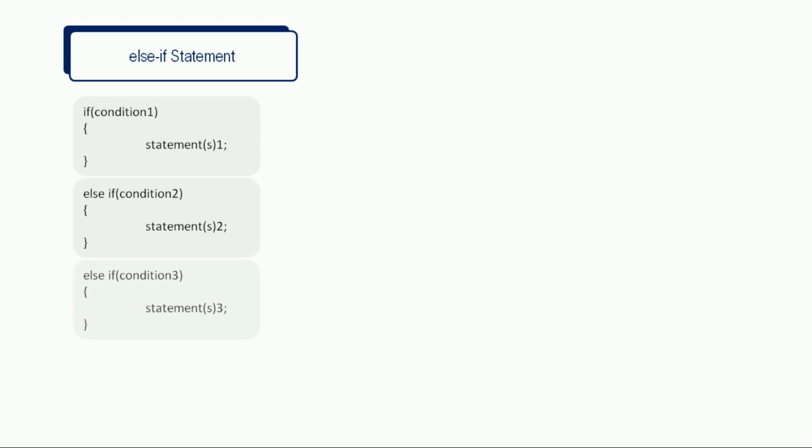Now we'll see the syntax of both the statements. First, the syntax of else if statement, starting with the base condition, that is, if condition 1, statement 1. Then else if condition 2, statement 2, else if condition 3, statement 3. When none of these conditions are satisfied, it will go to the else part, that is, else statement n.